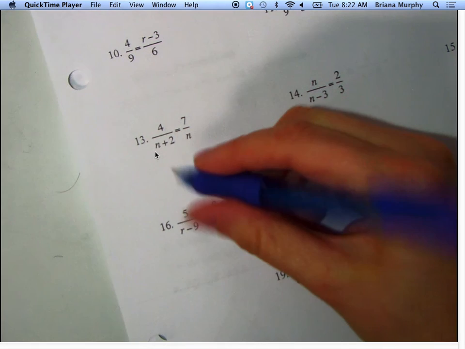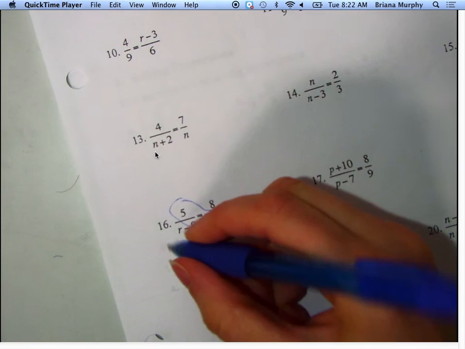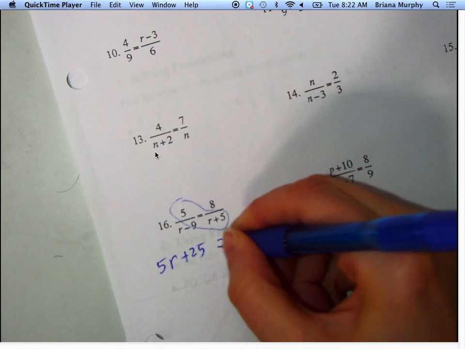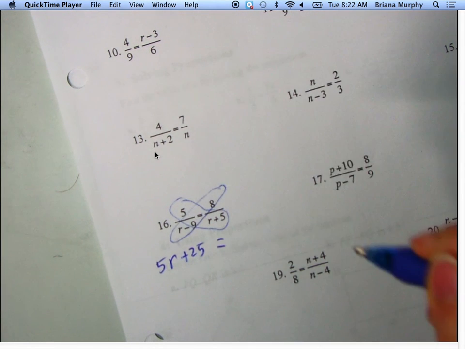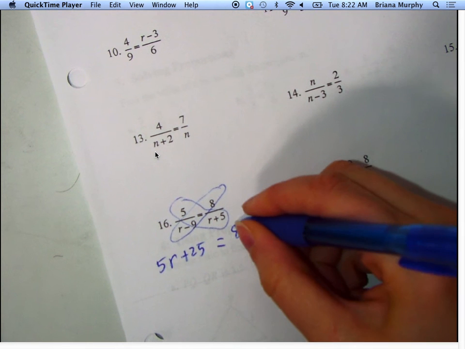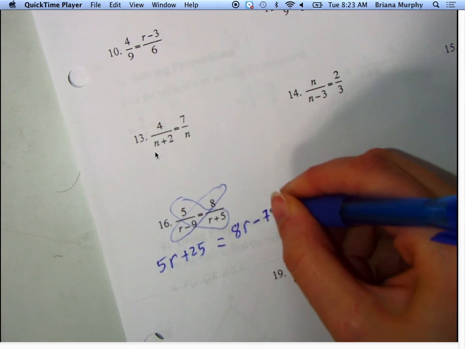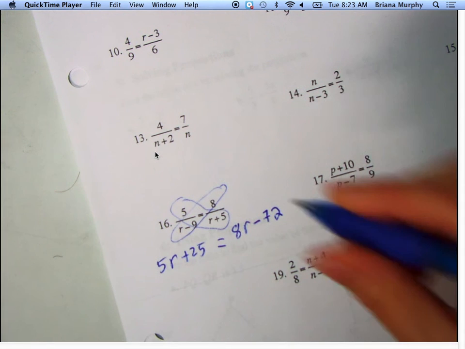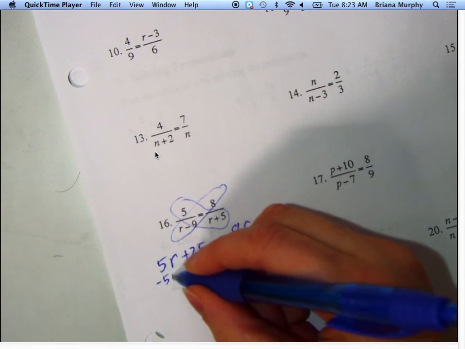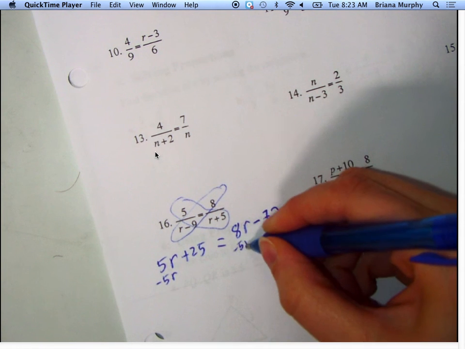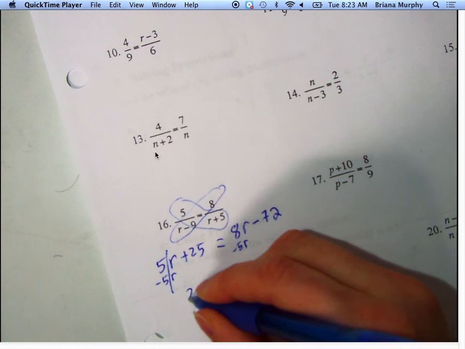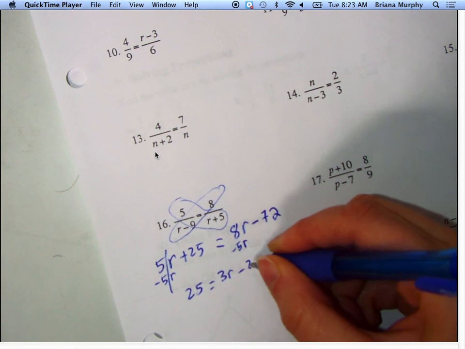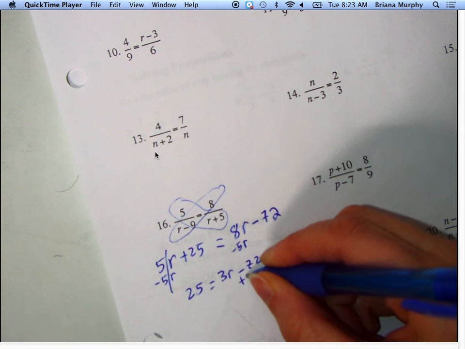Okay. 5 times r plus 5 makes you distribute. 5r plus 25 equals 8r minus 9 times 8, so it makes you go 8r minus 72. Okay? I am going to subtract 5r from both sides. Remember, you can do this in a different order, but this is the way I like to do it. 25 equals 3r minus 72. I'm going to add 72 to both sides.